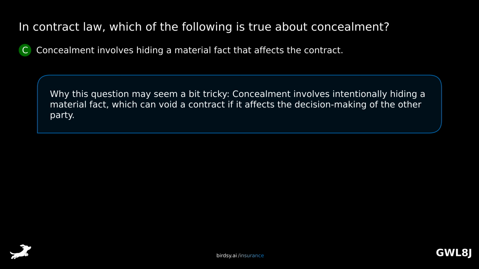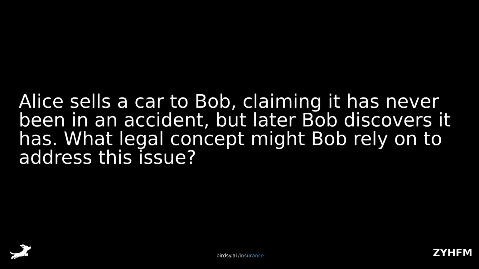Why this question may seem a bit tricky. Concealment involves intentionally hiding a material fact, which can void a contract if it affects the decision-making of the other party.